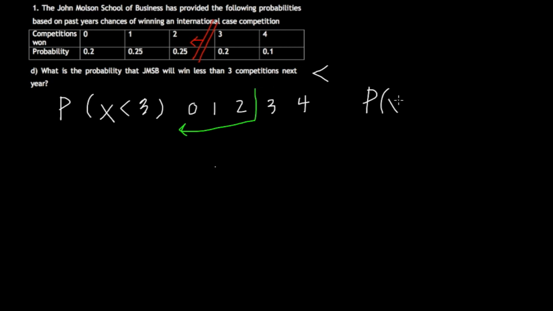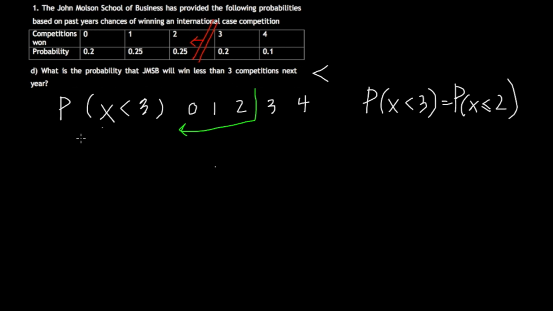The probability of x less than 3, because 3 is not included, you agree is the same thing as the probability of x less than or equal to 2. Okay? So very important to remember this. When 3 is not included, it's the same thing as writing the probability of x less than or equal to 2. So let's go ahead and solve for winning less than 3 competitions.